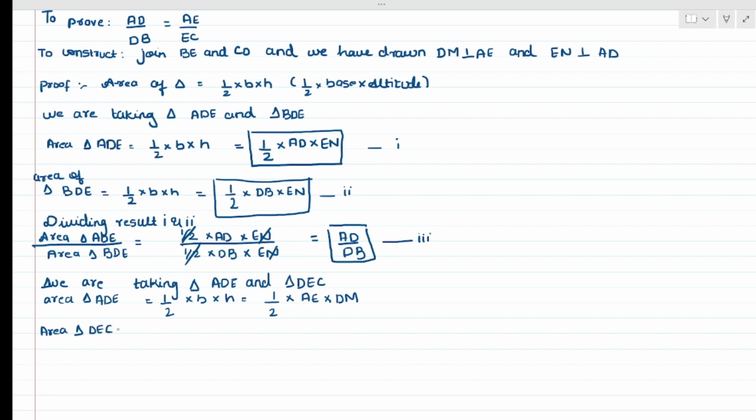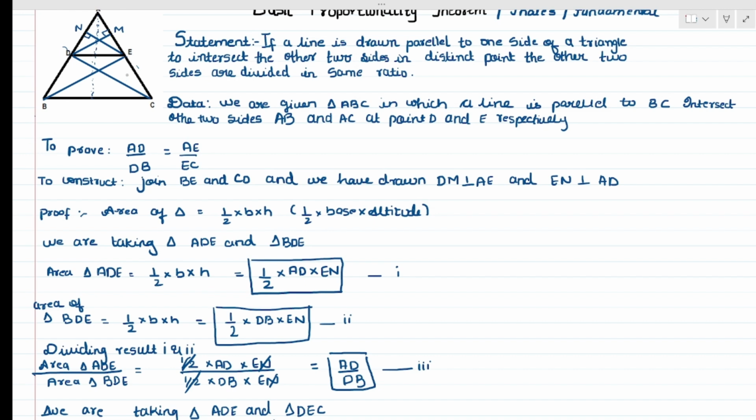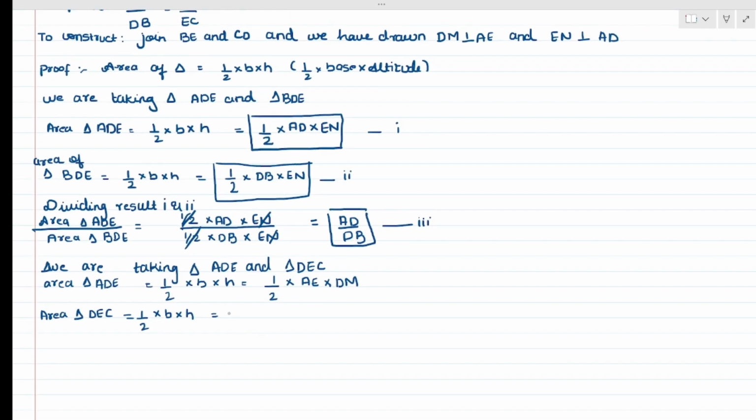And another triangle is area of triangle DEC. For triangle DEC, you will again write your formula half into base into height. What is my base and what is my height? My base is EC, and is any altitude getting attached to it? No. So for whole AC, I will consider my altitude DM. So EC is my base and DM is again my altitude. So right over here, half into EC into DM.